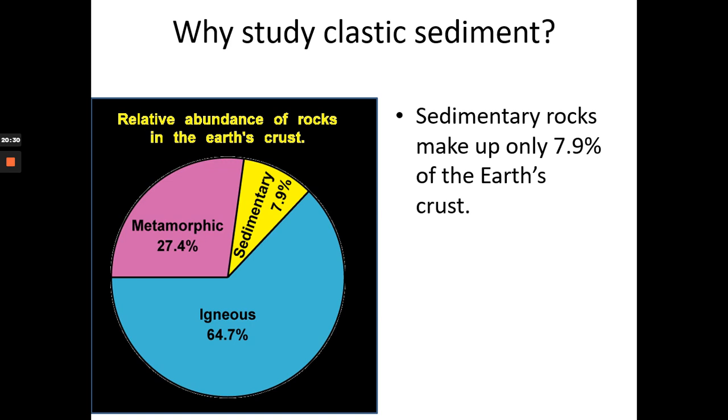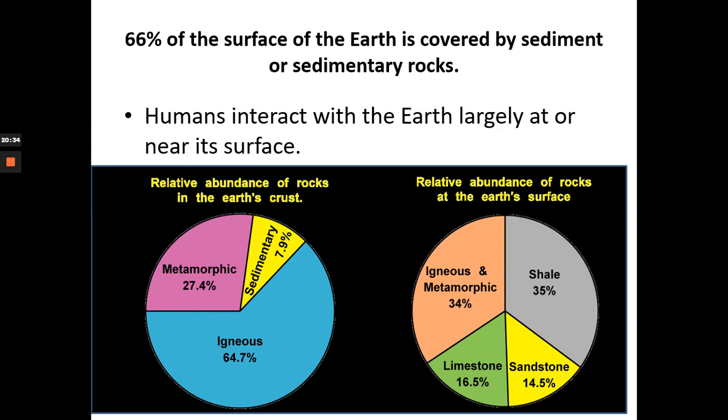Well, let's change our view. Look at a different point of view. We are humans, and we mostly interact with the Earth on the surface, right? Not several kilometers underground. Humans interact with the Earth largely at or near its surface. And if you look at the pie chart for the relative abundance of rocks at the Earth's surface, this is what you get.